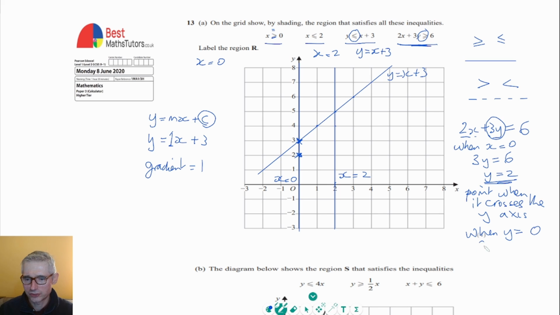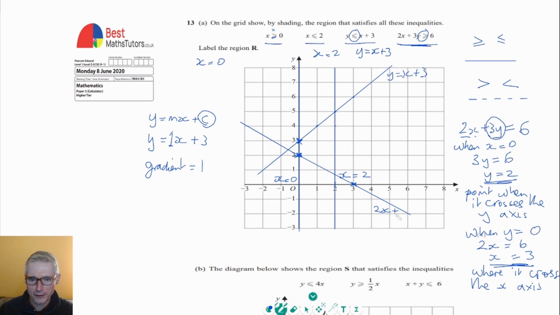That would mean that the equation is going to be 2x equals 6. And so x would equal 3 if we divide both sides by 2. And that's the point where it crosses the x-axis. So that gives me a point here on the x-axis, and I can join these two lines up then. So that's the line 2x plus 3y equals 6. So now I'm going to look at the inequalities and decide where I'm going to shade in.